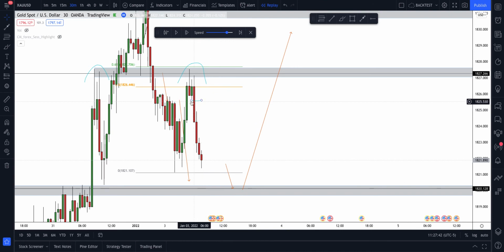Another entry can be below this wick of the previous candle, but your stop loss has to be above this candle. Let's say this wick hasn't formed yet, and imagine price starts to break the zone and you entered.